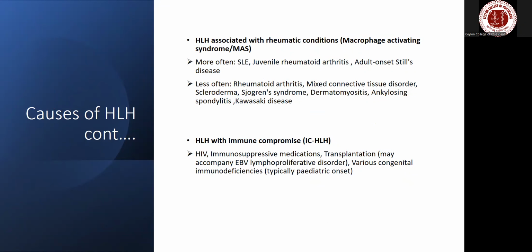Here, the nomenclature would be a little bit different. We usually describe haemophagocytic lymphohistiocytosis. The pathophysiology is more or less similar. But if you have a rheumatological condition as a precipitating factor, we give it another name, called macrophage activation syndrome. So this is considered a subset of HLH rather than a different disease entity. So we have to look for underlying SLE features, juvenile idiopathic arthritis, or adult onset Still's disease, and so on. HLH can occur in the setting of immune compromised status as well, like in HIV and post-transplant recipients.